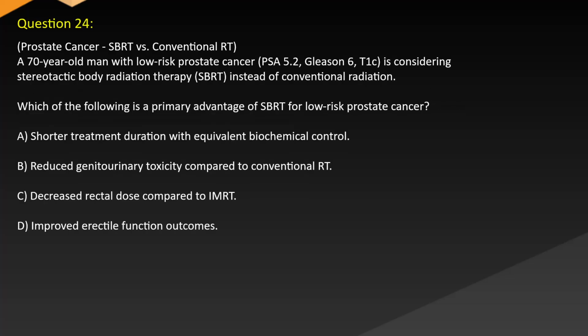Question 24. Prostate cancer, SBRT versus conventional RT. A 70-year-old man with low-risk prostate cancer, PSA 5.2, Gleason 6, is considering stereotactic body radiation therapy, SBRT, instead of conventional radiation. Which of the following is a primary advantage of SBRT for low-risk prostate cancer? A. Short treatment duration with equivalent biochemical control. B. Reduced genitourinary toxicity compared to conventional RT. C. Decreased rectal dose compared to conventional RT. D. Improved erectile function outcomes.